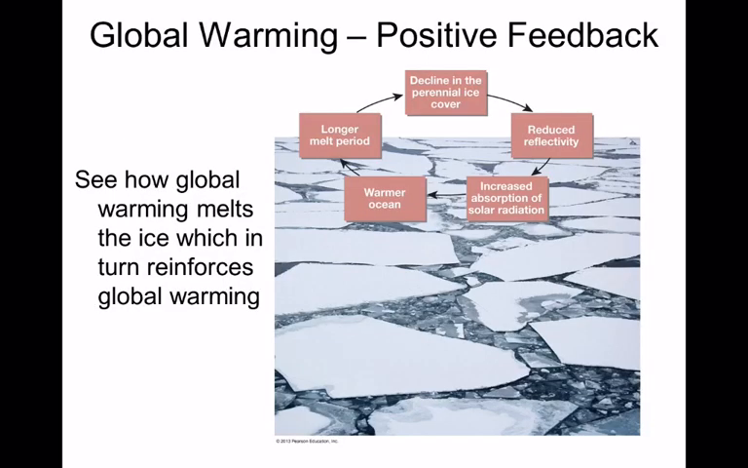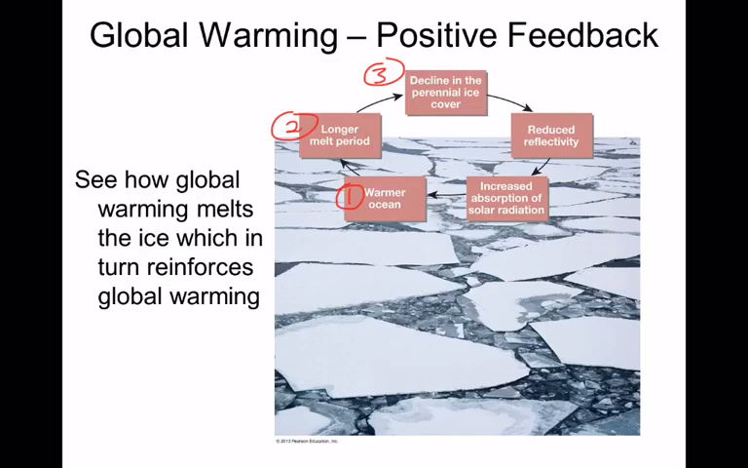So examples of a positive feedback mechanism look like this. Again, it doesn't mean that it's a good thing, it just means that it reinforces the first thing that happened. So I'm going to start with warmer oceans, so I'll put a 1 next to warmer oceans. With warmer oceans, we have more melting. With more melting, we have less ice.